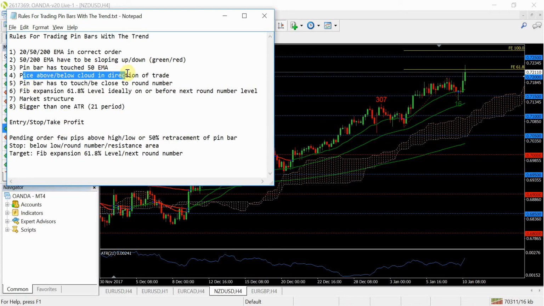Next, price should be above or below the cloud in the direction of the trend. As you can see, we are above the cloud, so we're going long here. Price is above the cloud.